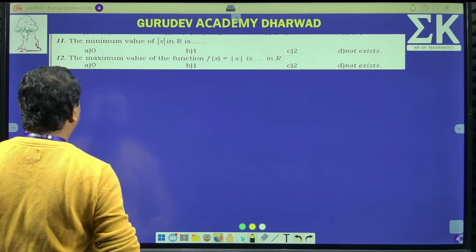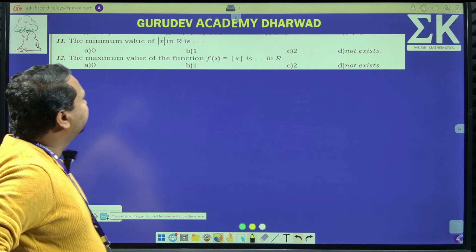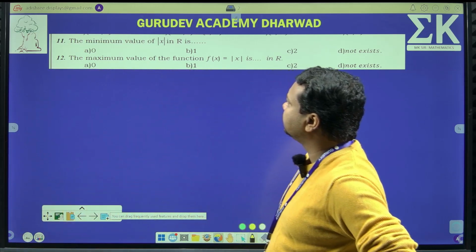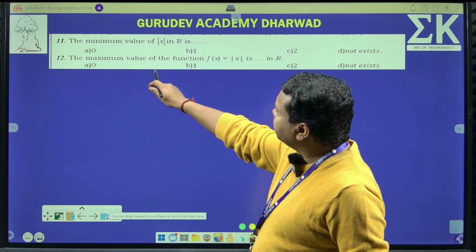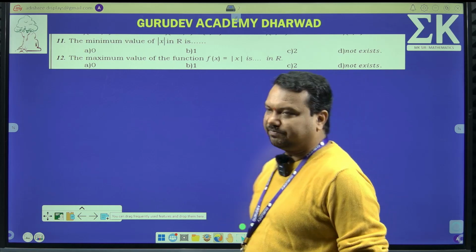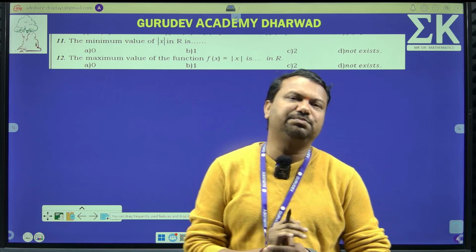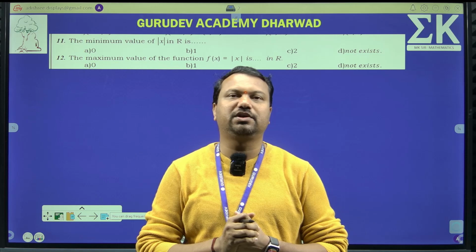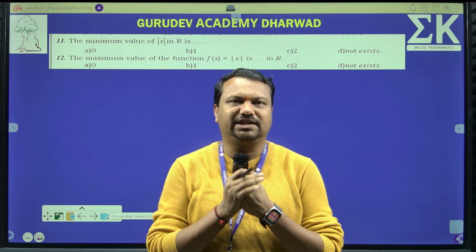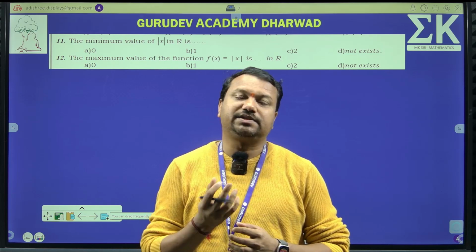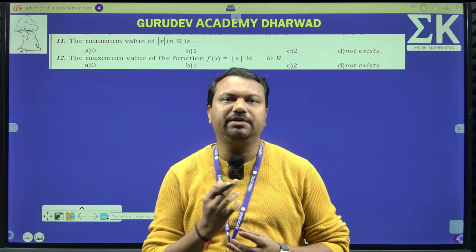Yes. The minimum value of the function mod x in R is the question. The maximum value of the function mod x in the real number is the given. So we know what is the modulus function, right? As you all know, we cannot differentiate the modulus of x function because it has a sharp edge at x equal to 0. It is a non-differentiable function. Still, we need to understand what is the minimum and maximum value.